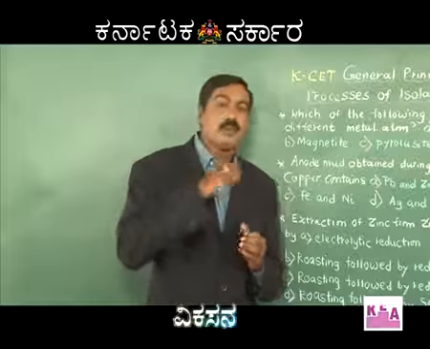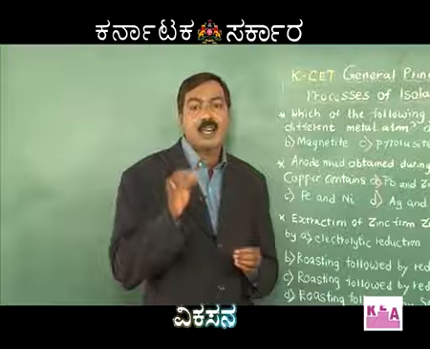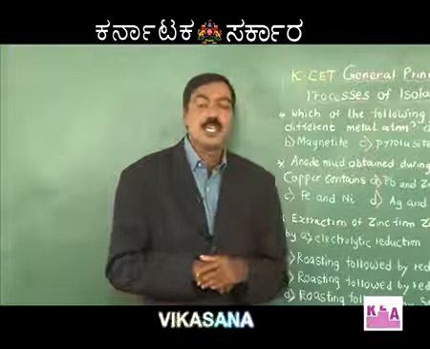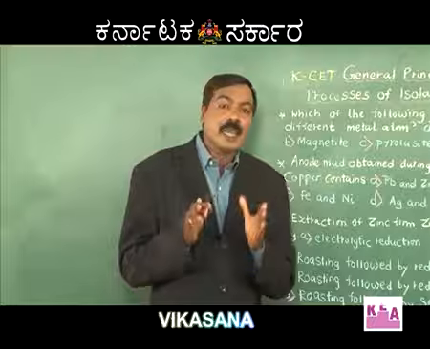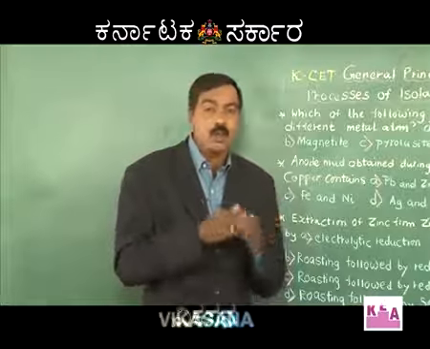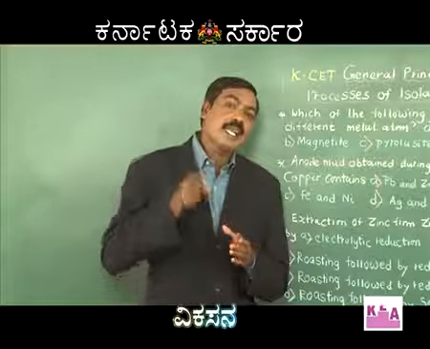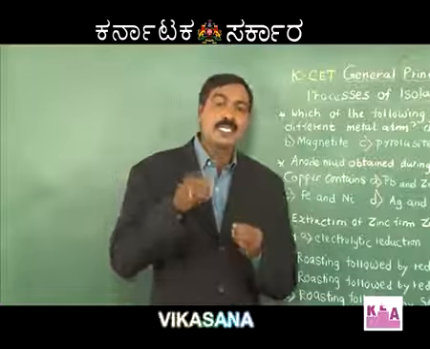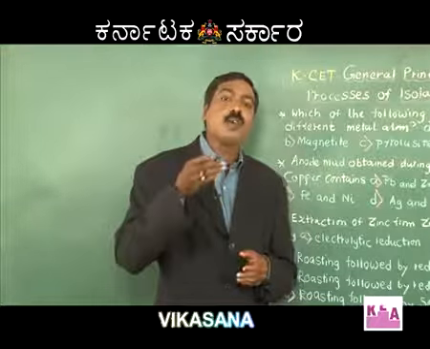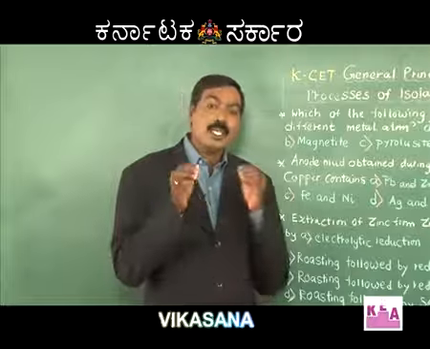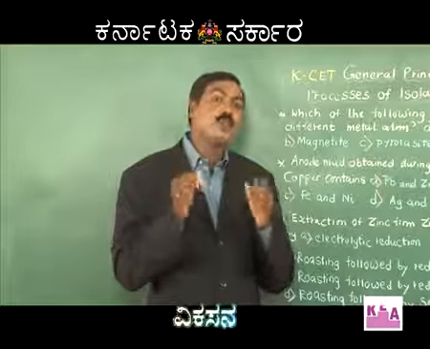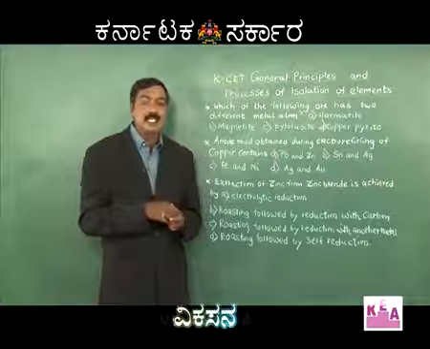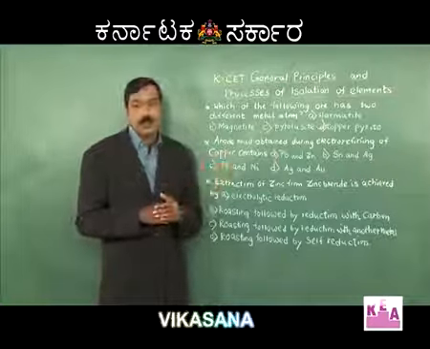To get 100% pure copper, we use the electrolytic refining methodology, in which impure copper is made the anode. Pure copper is deposited on the cathode. The impurities settle down as anode mud. But what is the composition of this anode mud? Anode mud contains gold and silver.